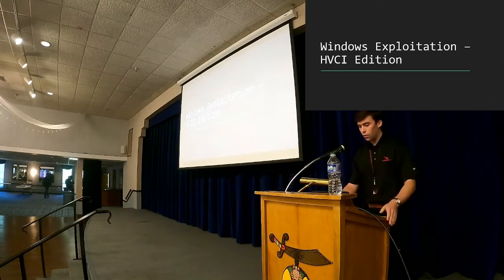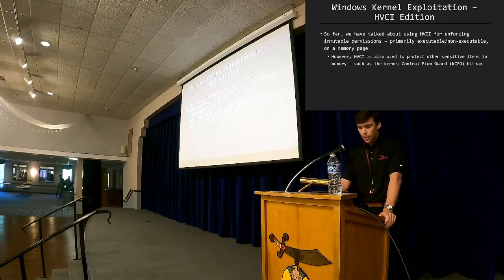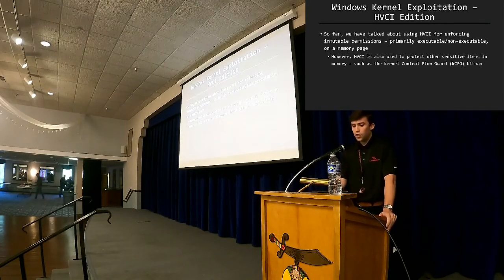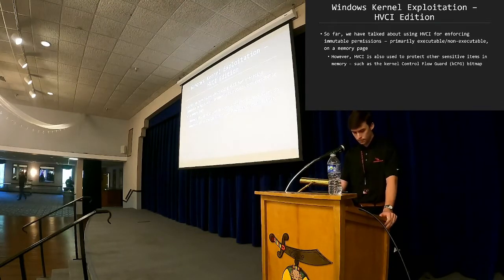So now that we know this information, let's see how this affects exploitation. We've talked about using HVCI for enforcing executable permissions, correct? So thus far we've said, hey, with HVCI enabled, we can't just make our own executable memory to start executing shellcode. But another interesting thing about HVCI is we can use those same principles to protect other sensitive parts of memory, such as the kernel control flow guard bitmap.